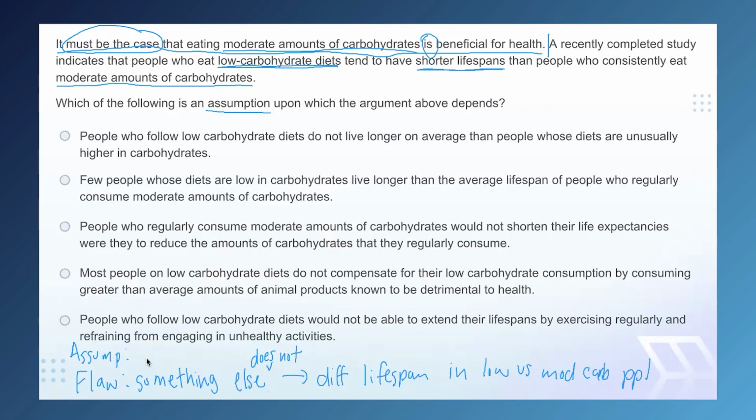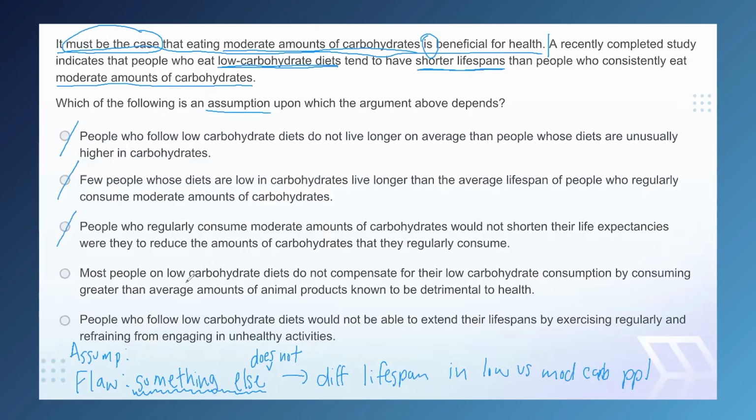Okay, jumping into our answer choices now that we have a prediction. Funny enough, just like in our first question, we are going to be scanning our answer choices for the concept of something else. So another thing that could be leading to the difference in lifespan, or in this case, not leading to the difference in lifespan in people who eat less or more carbs. Scanning our answer choices, we're going to see that A is just about carbohydrates, B is just about carbohydrates, and C is also just about carbohydrates.